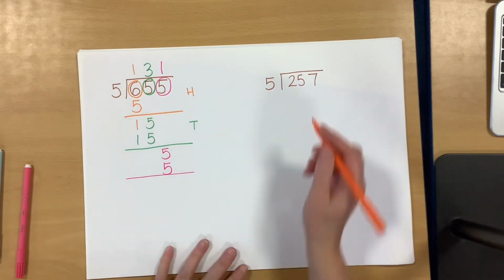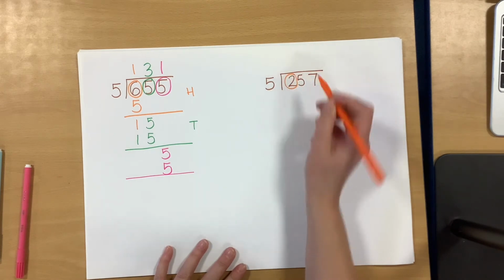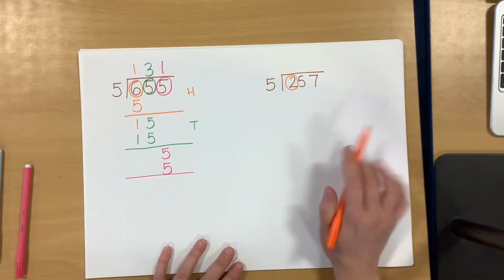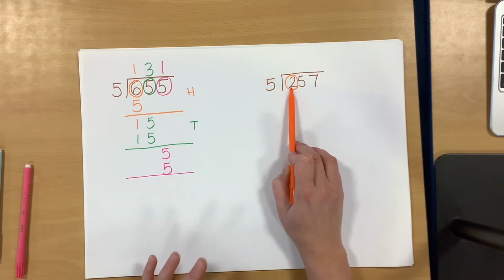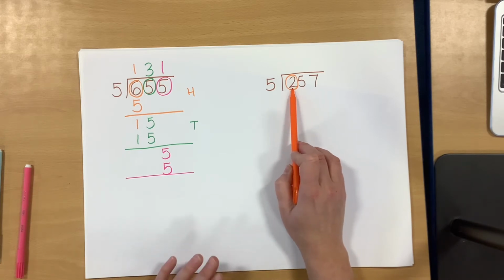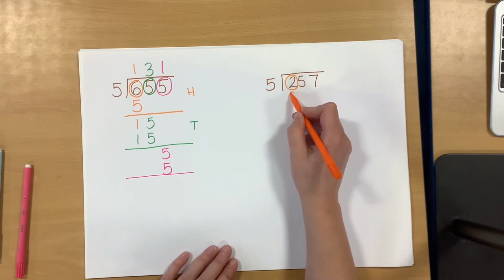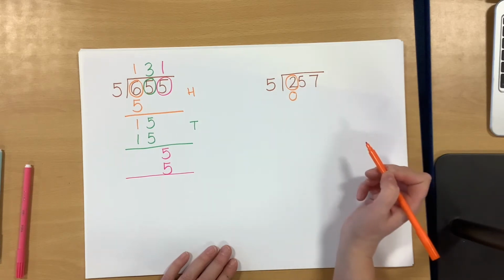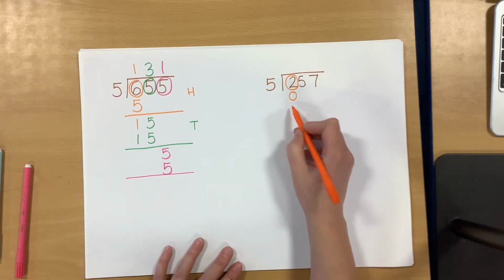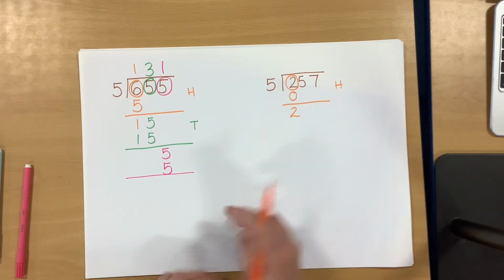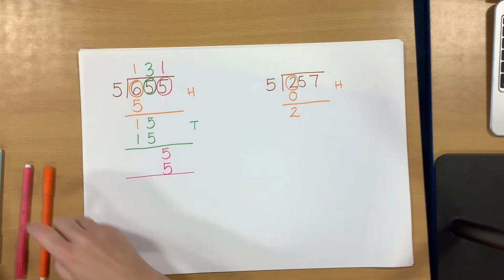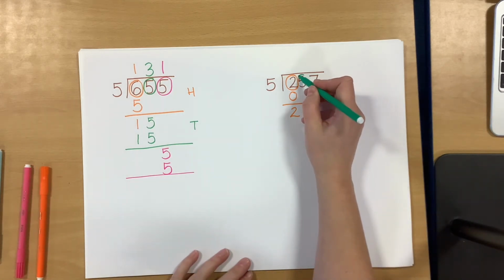So I'm going to use the same colours. So we're going to start with the hundreds. Remember, our divisor is still going to be 5. So we've got 2 hundreds, and we need to split those 2 hundreds into 5 equal groups. Well, I know that the first multiple of 5 is 5, so we're not going to be able to do that, so we can't do any of them. So I'm going to put a 0 to remind me that I haven't shared any out. And I'm going to take those 200s down into the tens. So we haven't got any so far. I'm then going to move on to my tens.